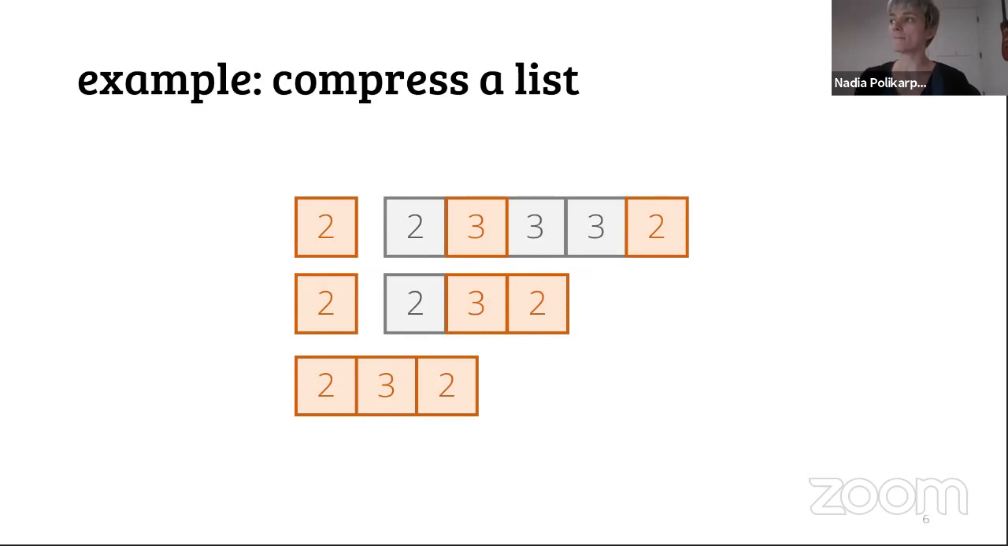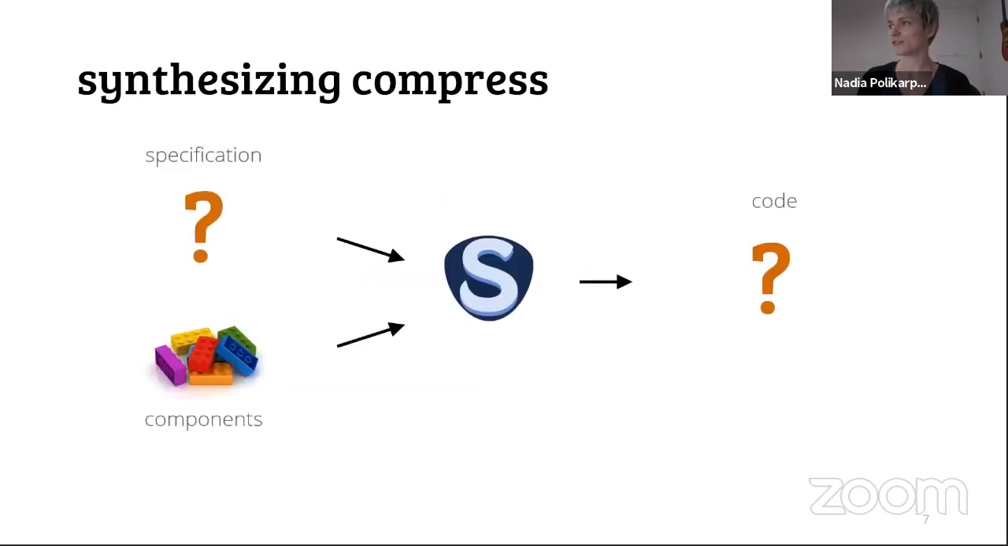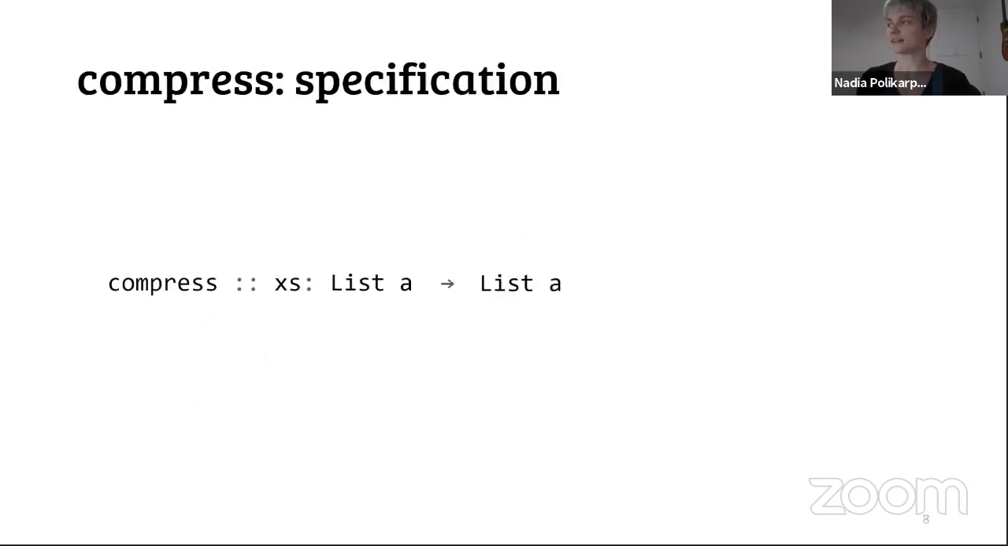Okay, but let's say we are too lazy to write this function for whatever reason, and we want to ask Synquid to generate it for us. How can we write a specification for this function that Synquid can use? Well, like I said, the specifications for Synquid are types. So what if we start with a simple sort of Haskell style type for compress? Well, that type could be, it takes a list of A's and produces a list of A's.